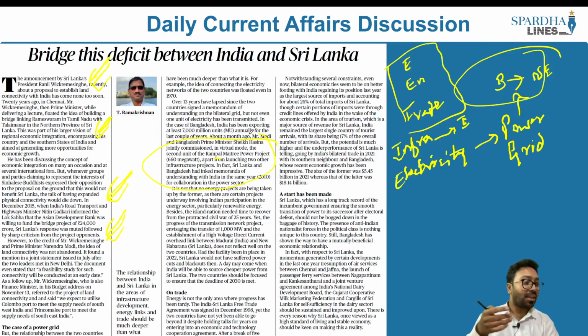Had they decided, we would have had proper electricity in place, we would not have faced such issues, says the author. In fact, he goes on to say, yet the progress of the transmission network project envisaging the transfer of 1000 megawatts and the establishment of a high voltage direct current overhead link between Madurai and New Anuradhapura does not reflect well on the two countries. Had the facility been in place, Sri Lanka would not have suffered the blackout, says the author.